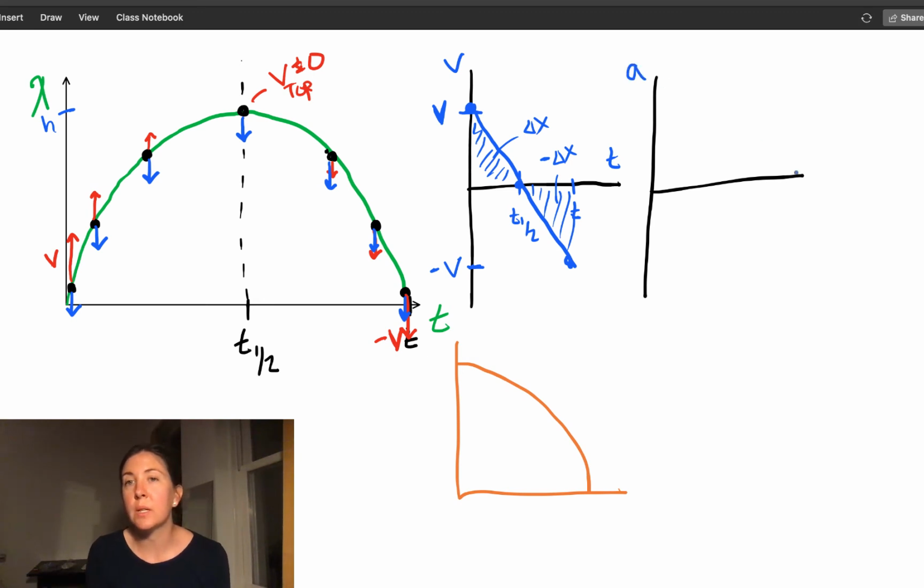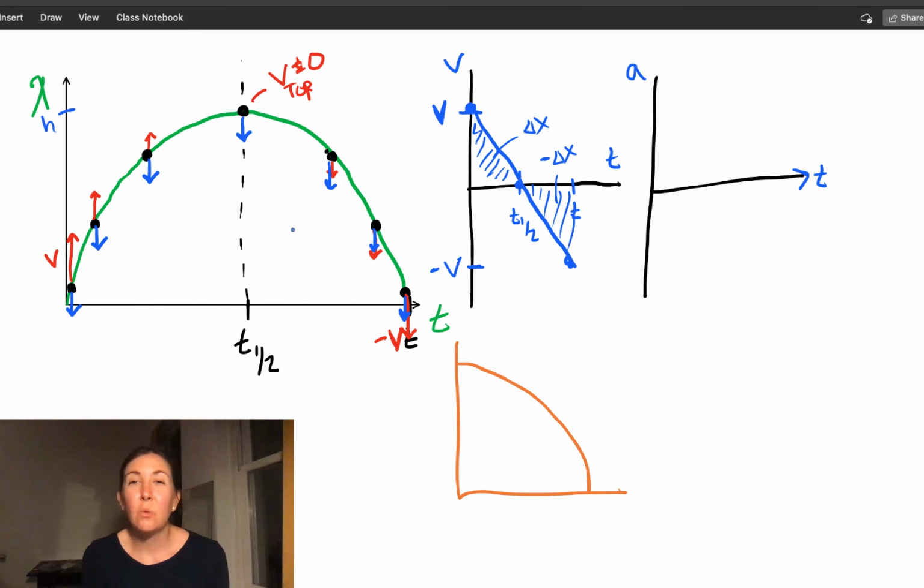And when we look at the acceleration versus time then, the acceleration, remember, gravity is always pulling on it downward. It's given by these blue arrows. Acceleration is always going to be pulling down. It's going to be negative, and it's going to be constant.